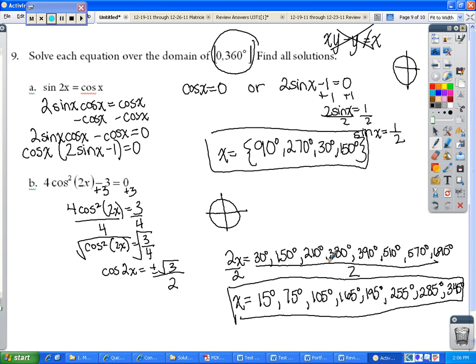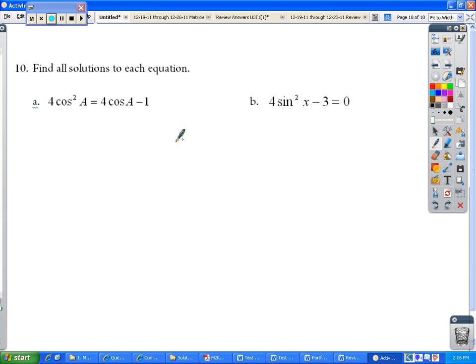All right. Last problem, number 10. Find all the solutions to each of my equations. Now this is all solutions. So that means once I find my first rotation, remember I have to keep going all around and around and around and around, etc. Okay? So that means I'm going to have to keep adding rotations of 2 pi. So we're going to talk about how we represent that in just a second.